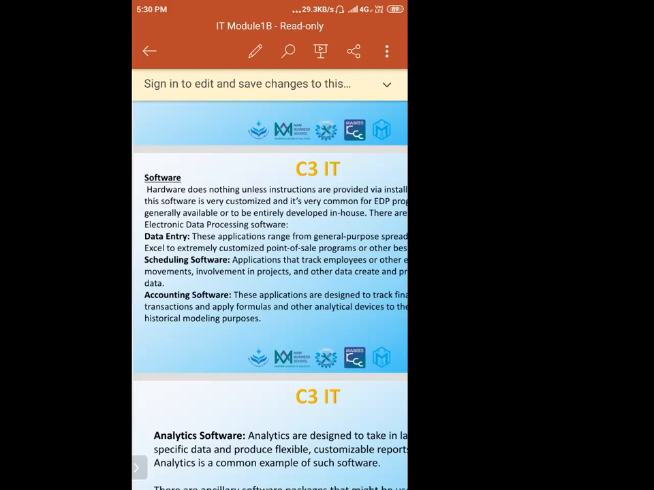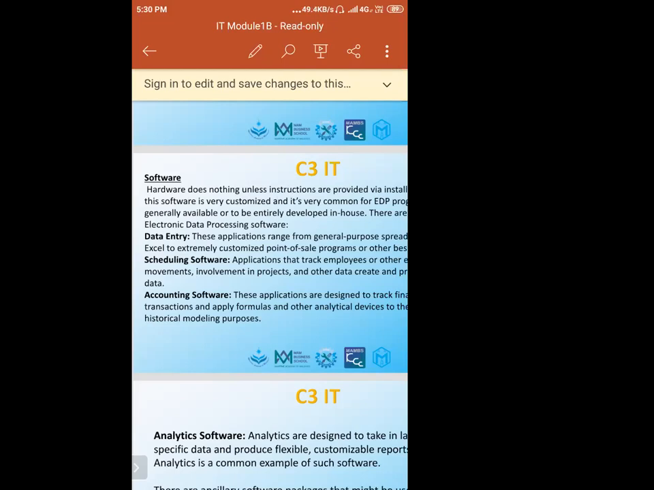What we are learning: types of software. Different types of software which are used for EDP. What are the different types of software used for which purpose? EDP means electronic data processing. That is EDP. What are the different types of software we are using? One is data entry software. Then scheduling software. The next is accounting software.